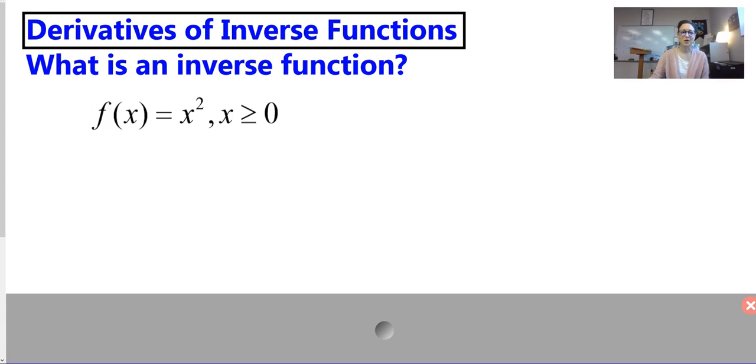So let's first review what is an inverse function. Let's first review the algebra of that. Like what inverse, do you remember? So in an inverse function, you invert or you switch your x and y.